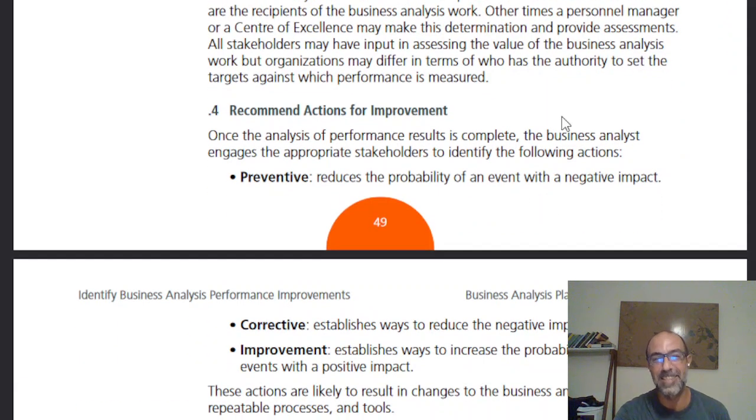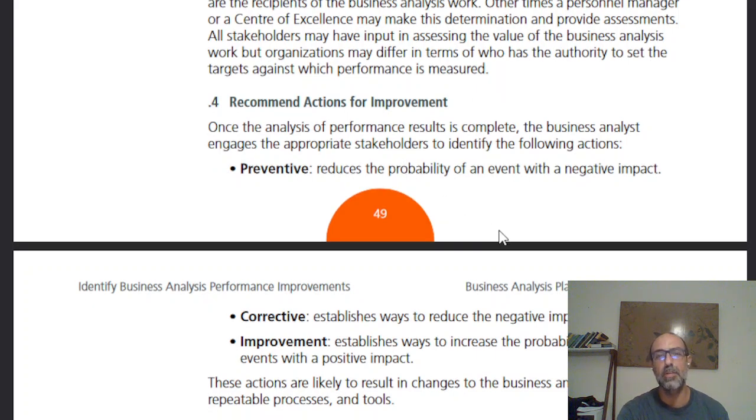I'm going to read this again simply because all stakeholders may have input in assessing the value of the business analysis work, but organizations may differ in terms of who has the authority to set the targets against which performance is measured. So basically, you always have to go back to stakeholders, but be careful who has the authority to change something or not. Recommend actions for improvement.